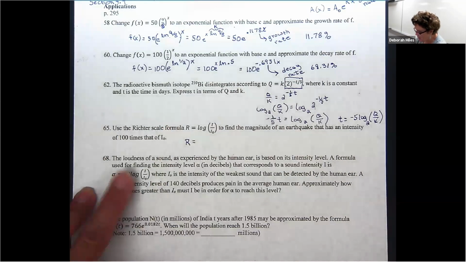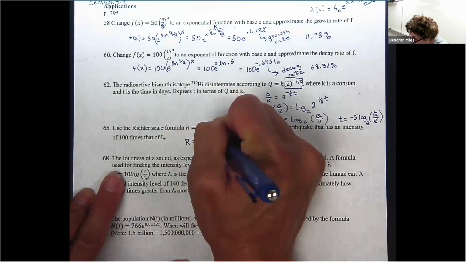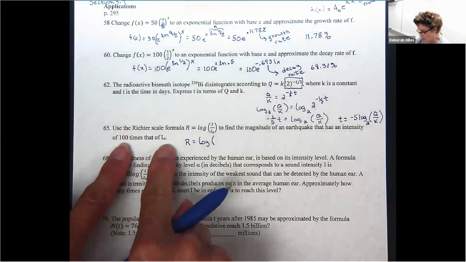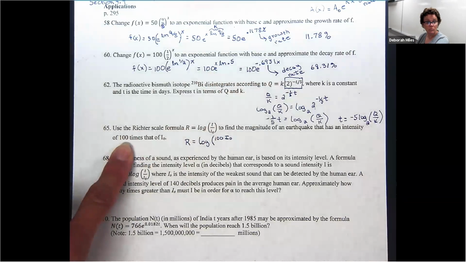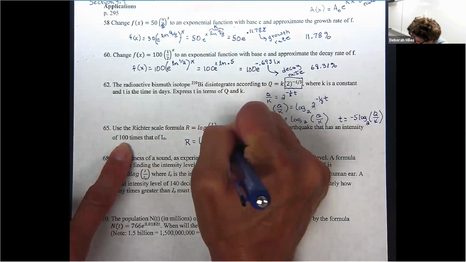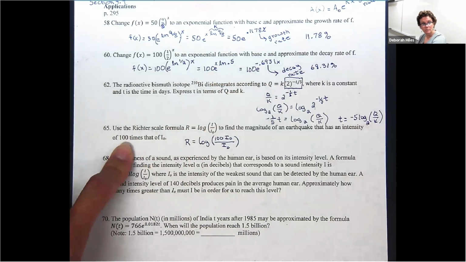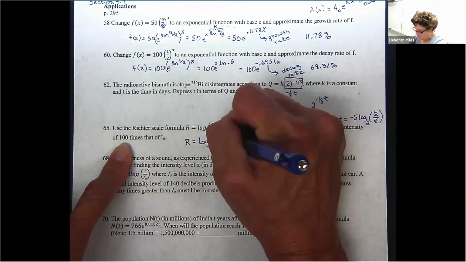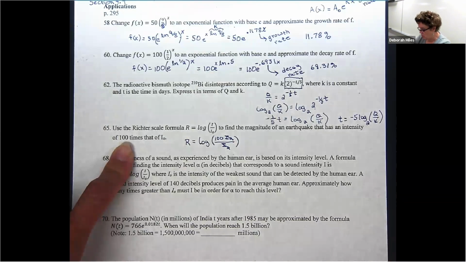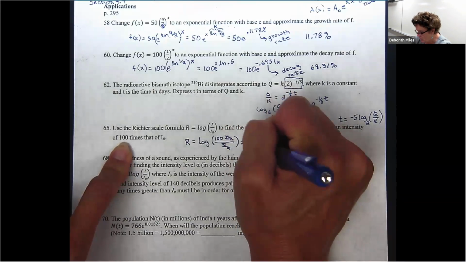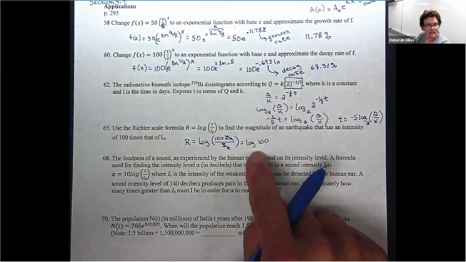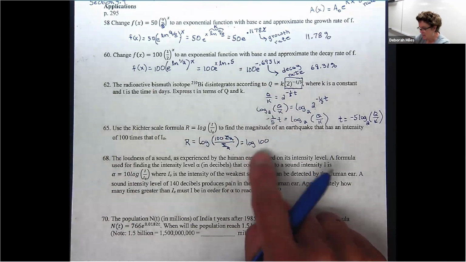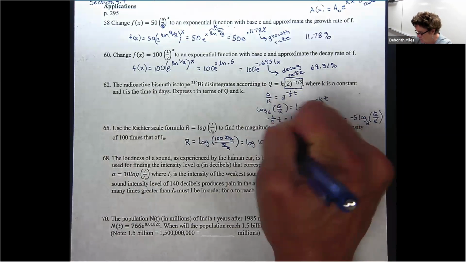Well, here's the Richter scale formula. R equals log of the intensity of this earthquake, 100 times I sub 0, divided by I sub 0, because that's what the formula says. The I sub 0s divide to give you 1. R is just log of 100. And since this log means log base 10, what's the exponent of 10 that gives you 100? It's 2.